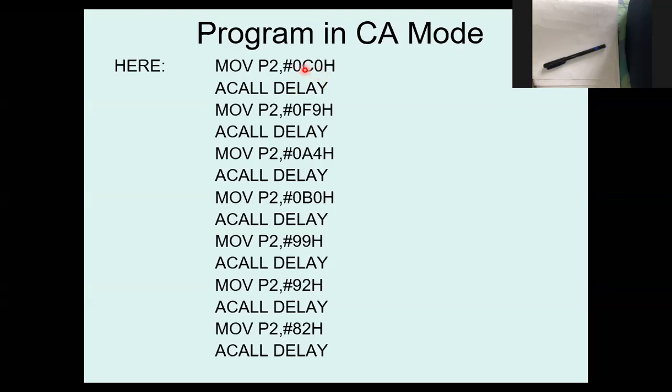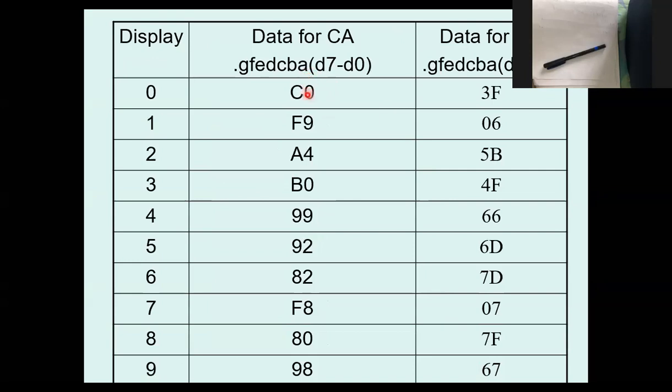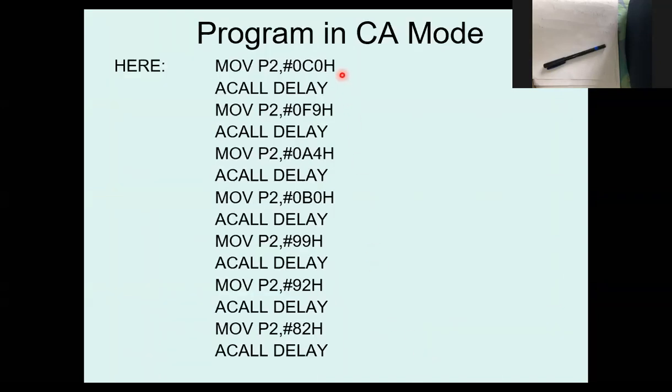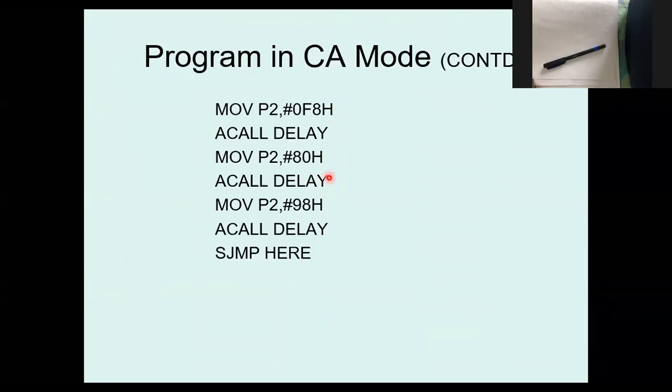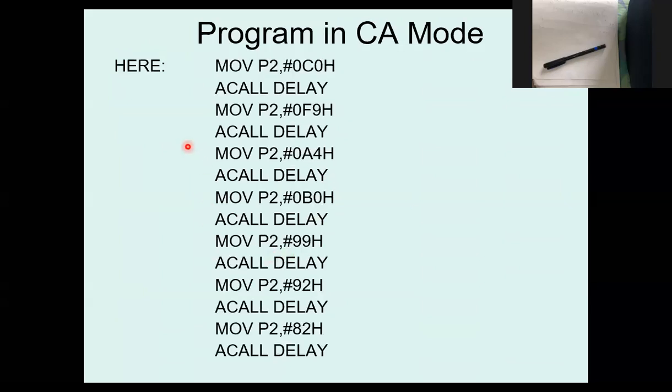So first it will display 0, then it will display 1, then 2. Just see the table: 0, 1, 2, C0, first F9, then A4, then B0, then 99, then 92, 82. All are done over here. First 0 is displayed, then 1, 2, 3, 4, 5, 6, 7, 8, then 9. As well as repeat is a jump here, meaning it jumps back again and displays from 0 to 9 again. So 0 to 9 is displayed in common anode.